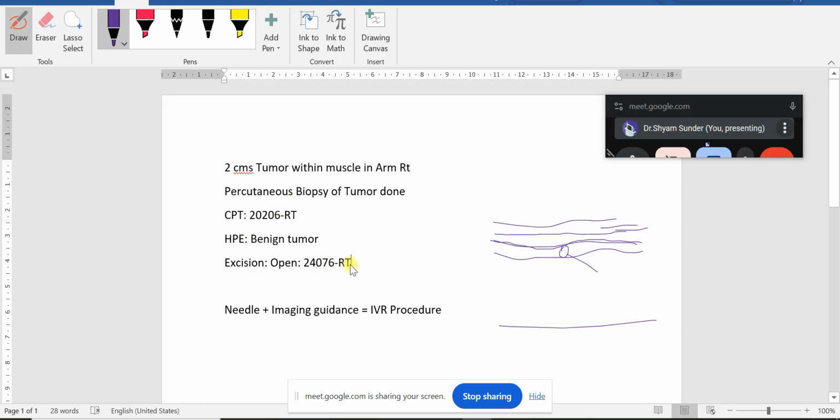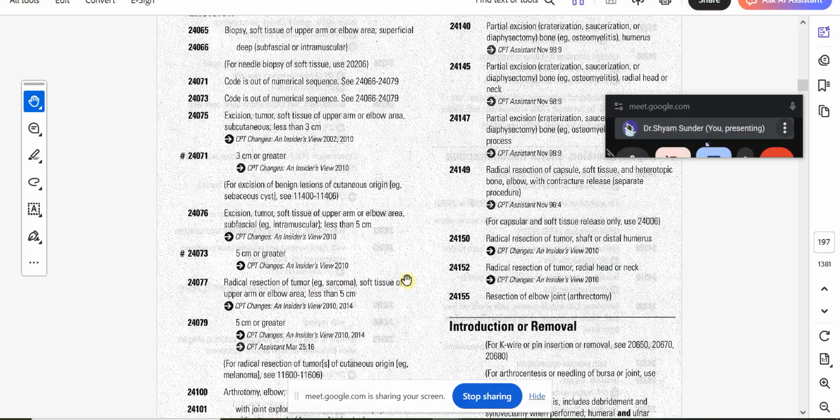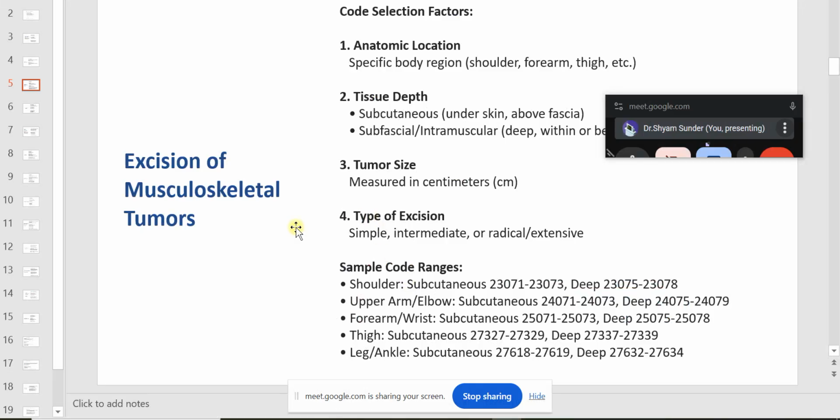Usually in the musculoskeletal system, you will assign the RT, LT, or 50 modifier most of the time, because most of the organs there have laterality, right or left. This excision of a lesion can be done not just in muscles, but also in the bone or within the joint, and in any body area: shoulder, upper arm, forearm, the lower leg, lower limb, any area.